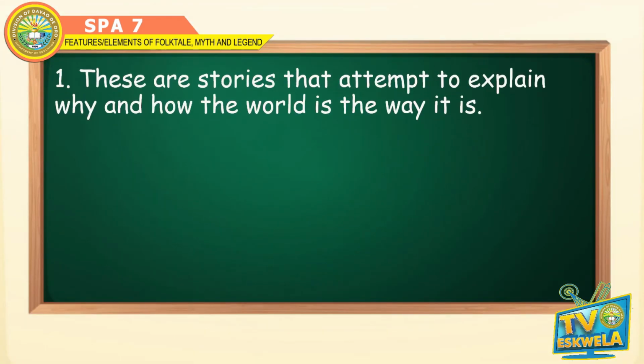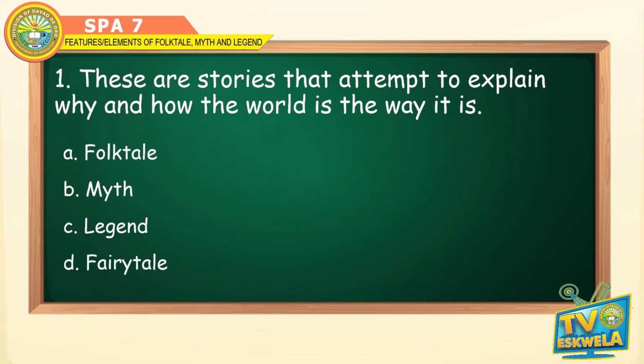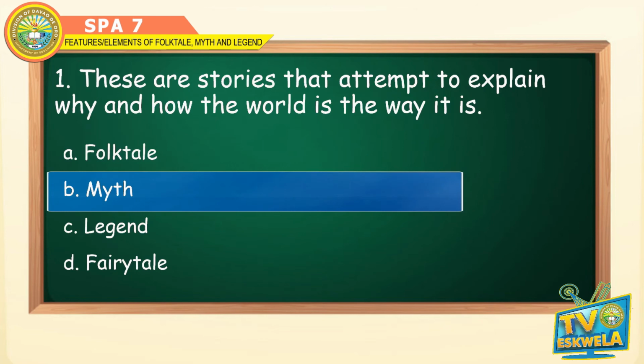Number 1. These are stories that attempt to explain why and how the world is the way it is. Again, these are stories that attempt to explain why and how the world is the way it is. A. Folktale. B. Myth. C. Legend. D. Fairy tale. Are you done? That's right. The answer is letter B, myth.